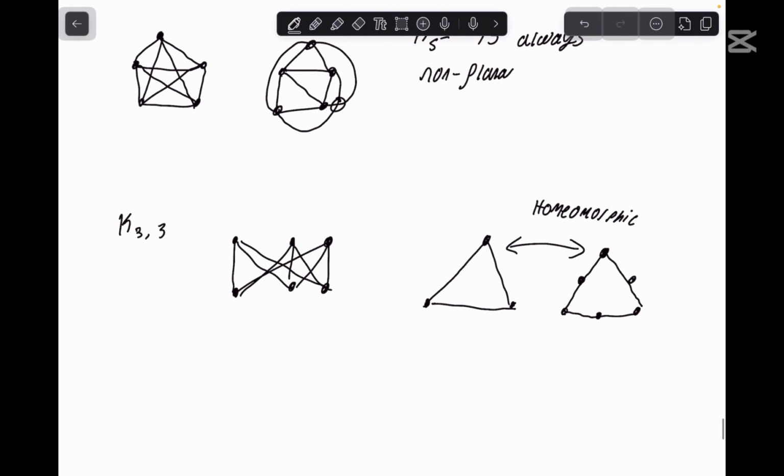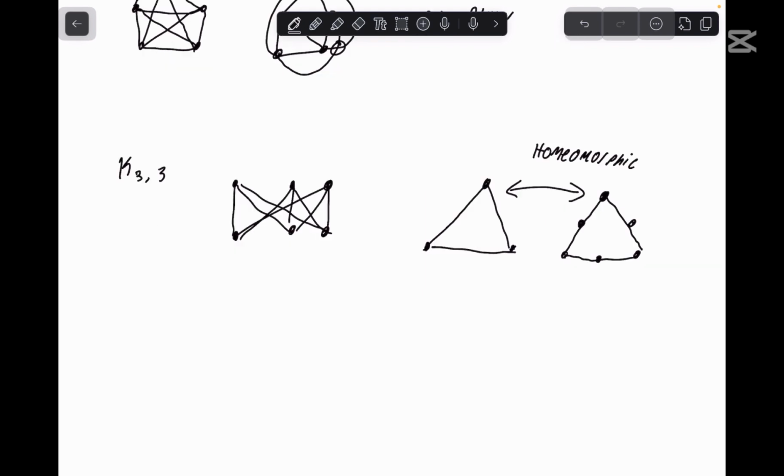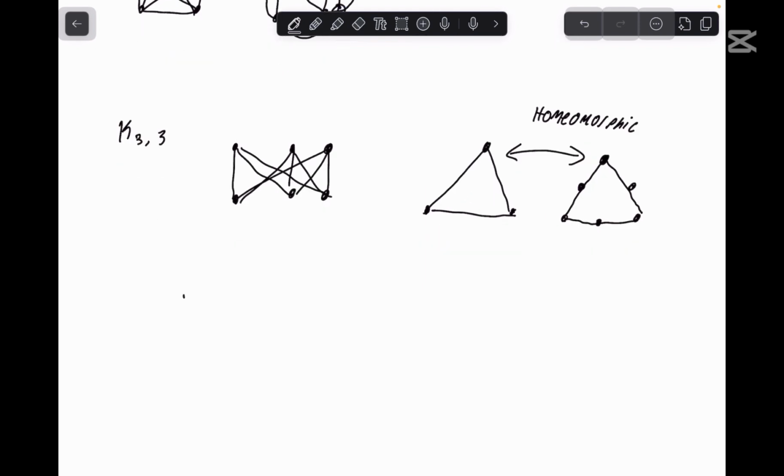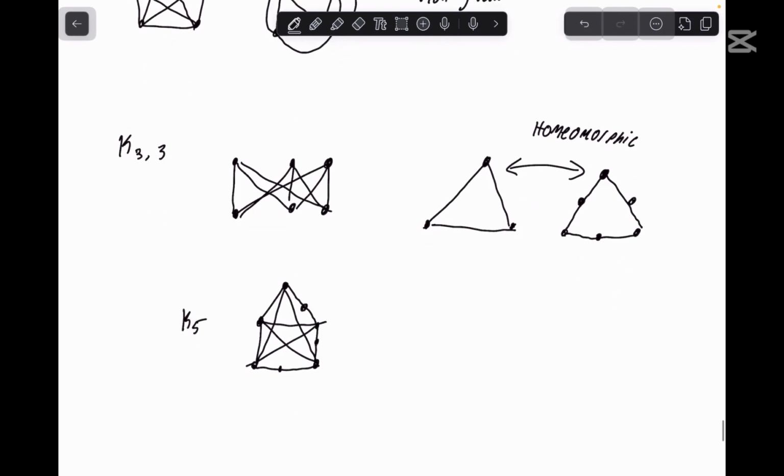Again, all that means is basically the 2 graphs have the exact same structure, even if the edges are stretched out into paths. So, if we stretch out the complete graph of 5 vertices, we can see that it still keeps the same shape. It's just some edges are stretched out into paths. And since it keeps the same shape, we can deduce that this graph is also non-planar.